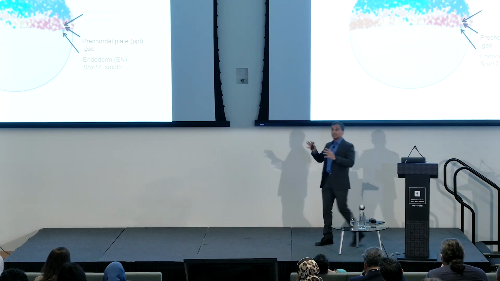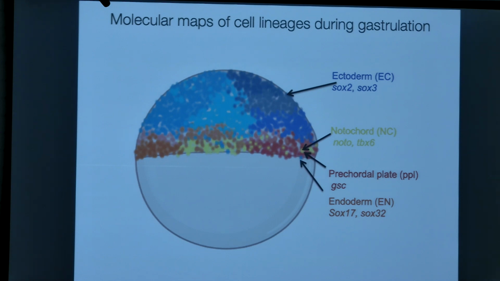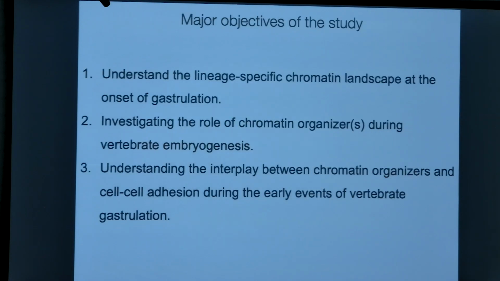So this dichotomy is something that really appealed to us, and we wanted to probe this further, and that's what today's talk is about. How, at a molecular level, can different types of gene expression patterns specify the cell fate determination in a developing embryo? So the 3 specific questions that we asked in this particular study are shown here. We wanted to understand the lineage-specific chromatin landscape at the onset of gastrulation.